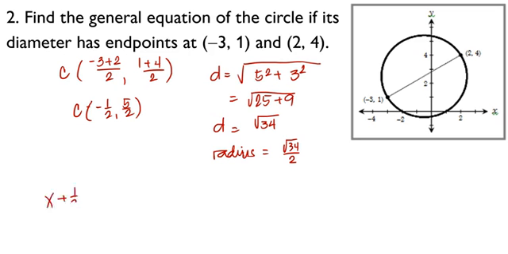(x plus 1/2) squared plus (y minus 5/2) squared is equal to 34 over 4 because I squared the radius already. And then expand this to get the general form. So I'll leave you here with the standard form of the equation of the circle. Okay?